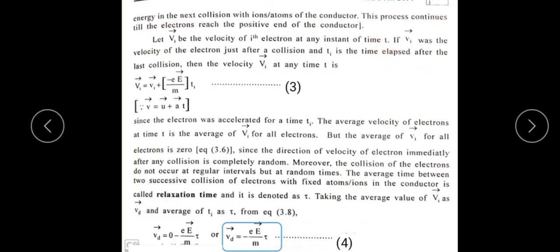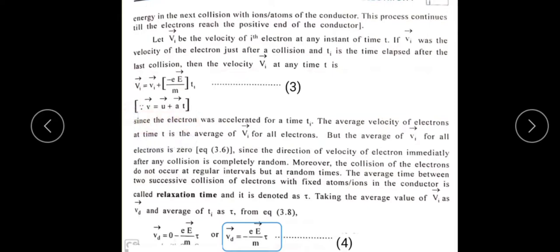Here ti is the time elapsed after the last collision. Then the velocity Vi at any instant time t is the final velocity, and this is the initial velocity. In first year we learned the formula V is equal to u plus at, in the first PUC. According to that, here the expression is V is equal to u plus at.